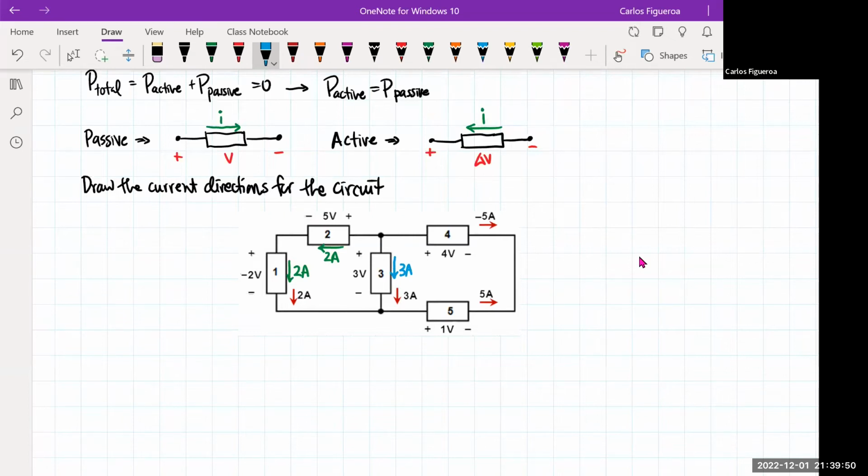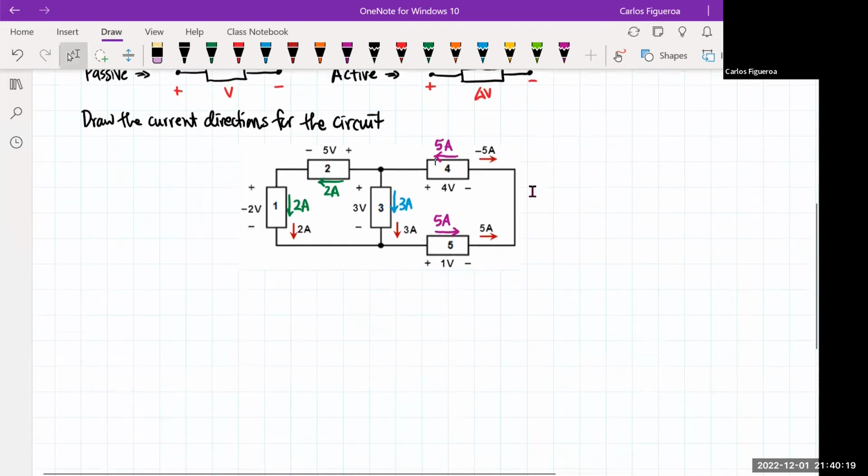Now I'm going to focus on this circuit here. If I look at the right loop, you're seeing that the 5 amps is going in this direction here. Note that this is minus the current going in that direction, which then implies that the current of 5 amps is going in this direction. So now I can start to calculate the powers.